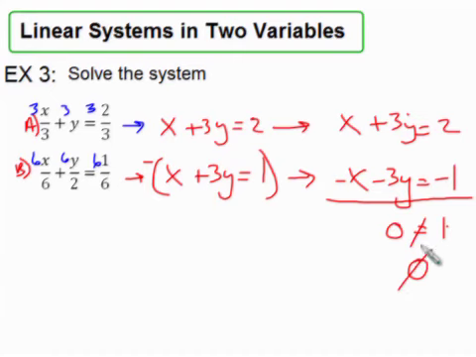If we had ended up with a true statement instead, it would mean that our lines are the same line, and so we would have an infinite number of solutions.